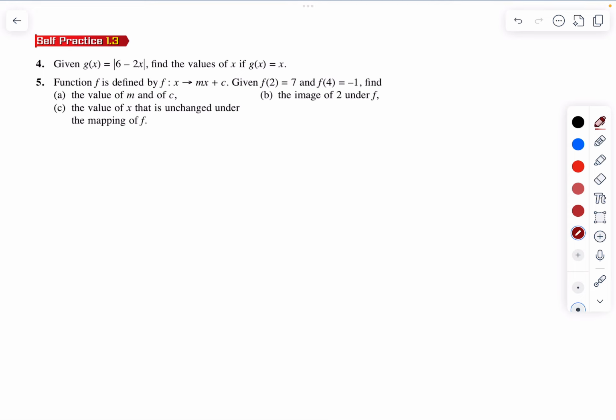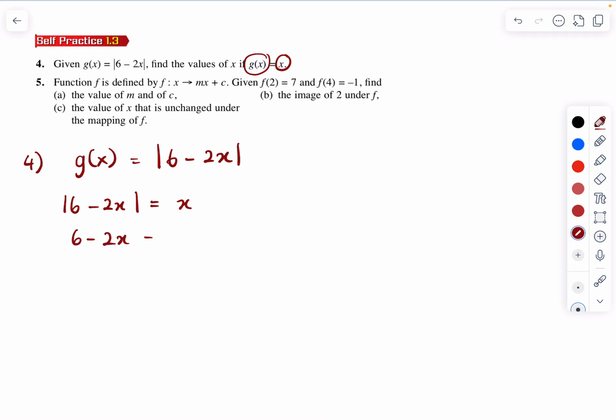Question 4. Given g(x) is modulus of 6 minus 2x, find the values of x if g(x) equals x. Okay, so g(x) is |6 - 2x|, g(x) equals x. That means |6 - 2x| equals x. So here we move the modulus to that side, it will become plus minus x. So you get two different answers. 6 minus 2x is positive x and 6 minus 2x is negative x.